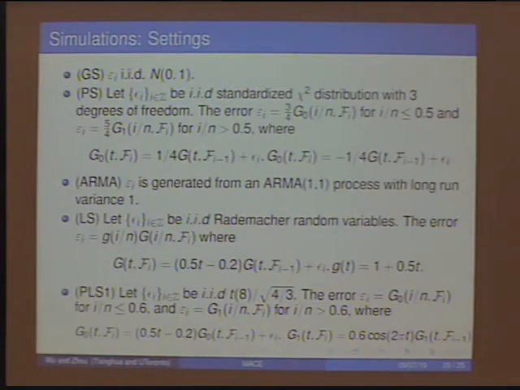There are a bunch of errors I'm thinking about. Basically, there are IID errors, piecewise stationary errors, and ARMA errors. ARMA is a stationary linear model. There is a locally stationary error, LS, and there's a PLS error, which is the piecewise locally stationary model error. So we're thinking about many different kinds of errors.